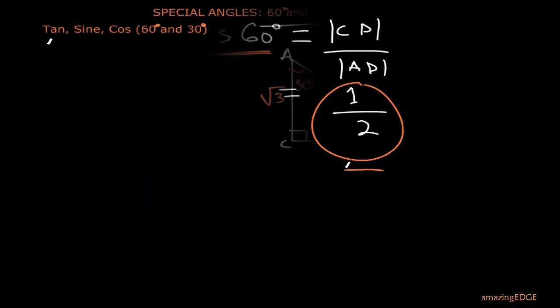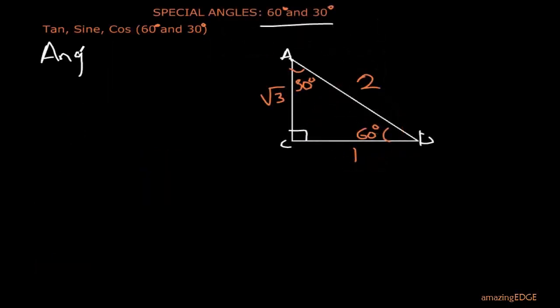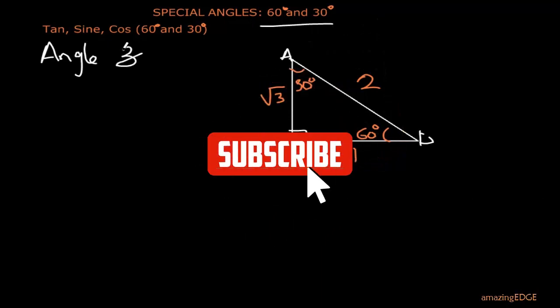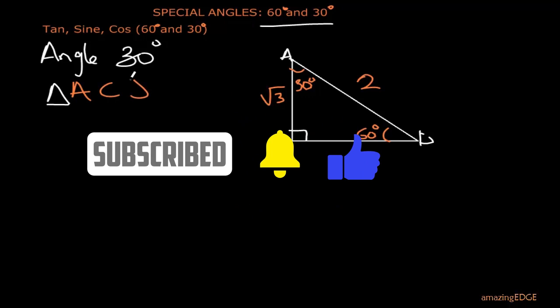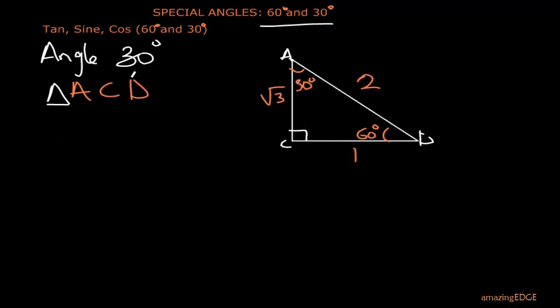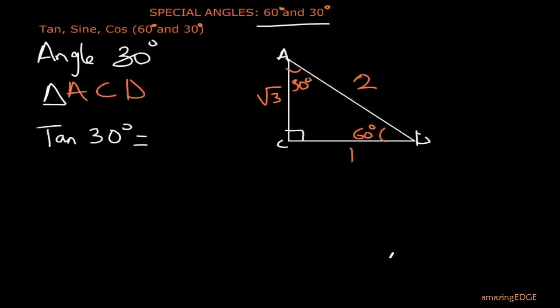Then we now consider the case of angle 30 degrees. Again, we still consider the triangle ACD. So now we first consider tan 30 degrees. Remember what tangent is: opposite over adjacent. So we'll look for the side that is opposite to angle 30 degrees. If you look, this is angle 30 degrees, okay? And this angle 30 degrees is facing this side.